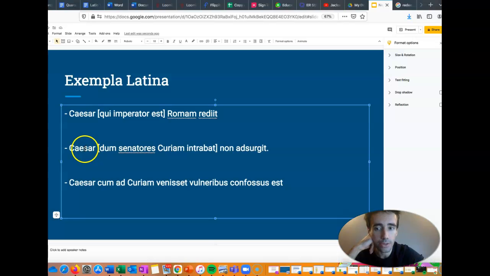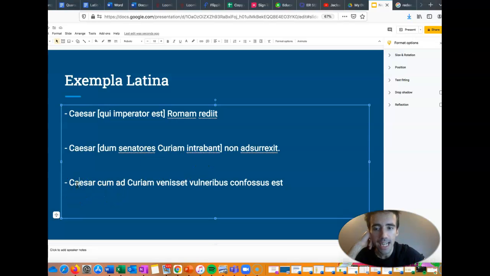And so I have two clauses here. Caesar non adsurgit, Caesar does not rise, or I should say did not rise, would make more sense here, while the senators were entering the curia, which is the Senate house. So Caesar did not rise while the senators were entering, there should be an NT here, were entering the curia, okay? So again, I knew that it starts at the subordinating conjunction as opposed to a relative clause here. It ends at the next verb.